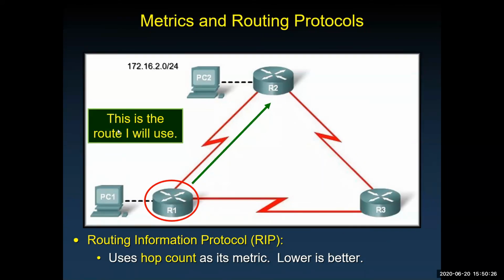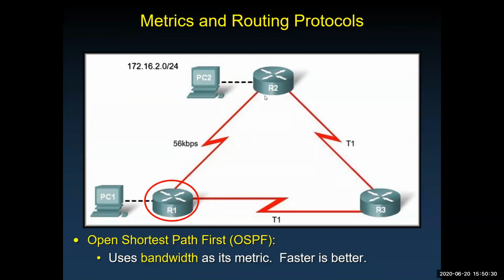So, in RIP, I will use this route, the one with the shortest hop. Okay? Malinaw? Next. What about link state protocol?